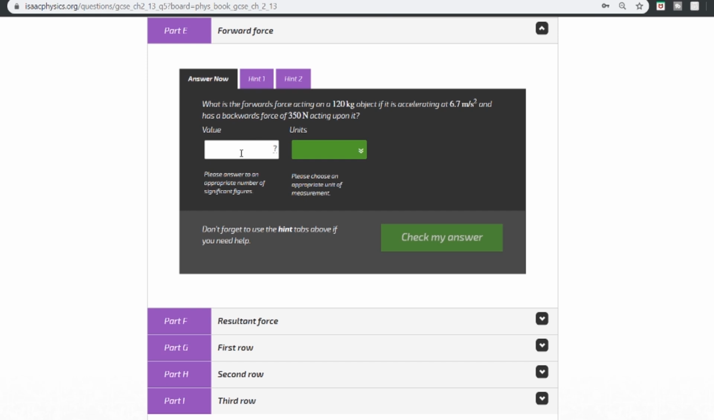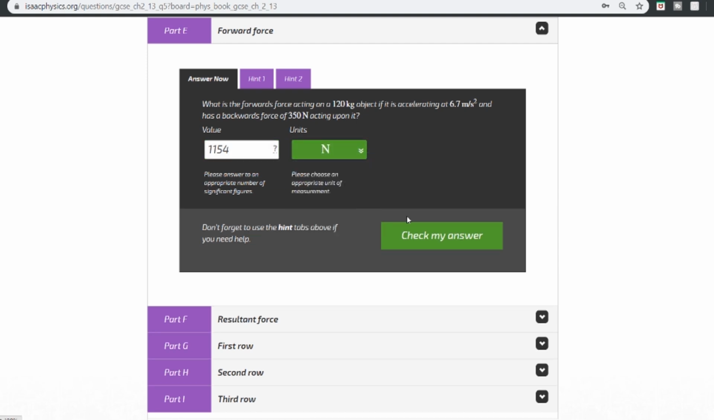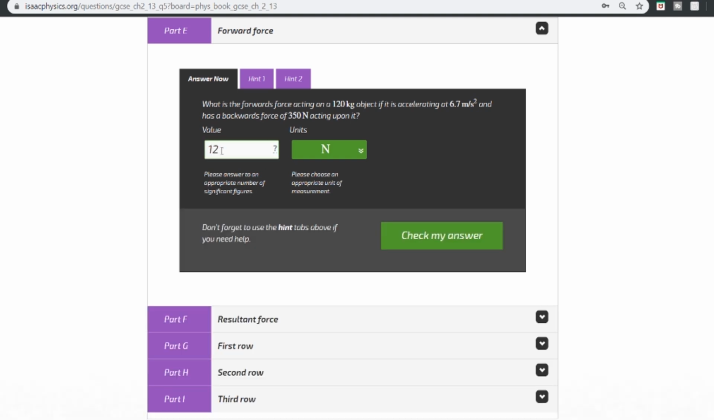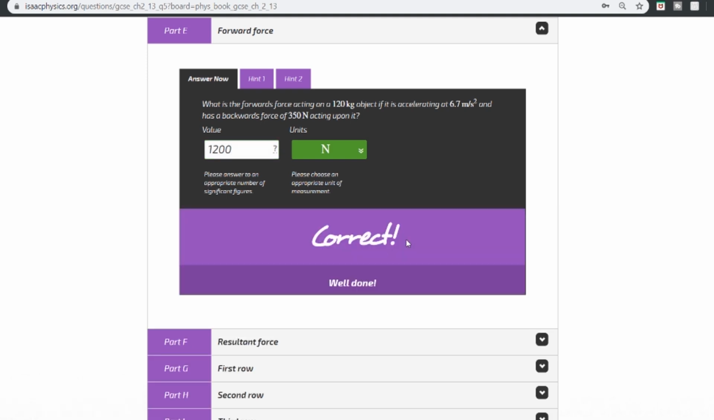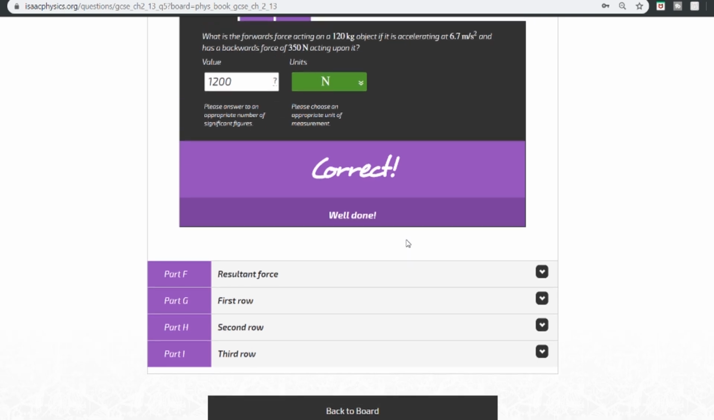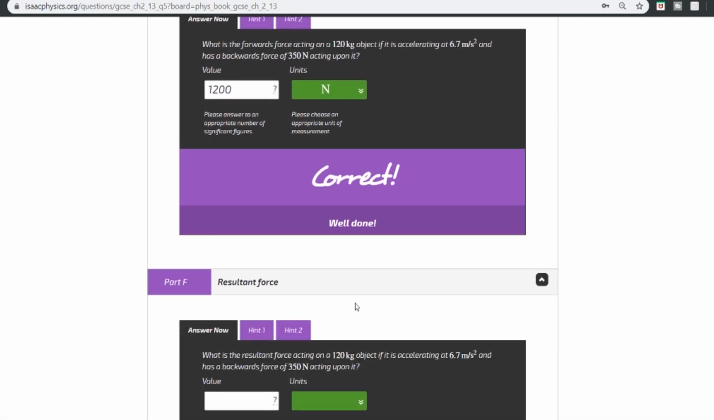For part E, the value that we had for the forwards force, we eventually calculated as 1154 newtons. Oh, so okay, so 2 significant figures, and I gave mine to 4. So to give that to 2 significant figures, I'd round it up to 1200, which is good. And actually, it lets me know that I've got the right answer, but I haven't expressed it correctly.